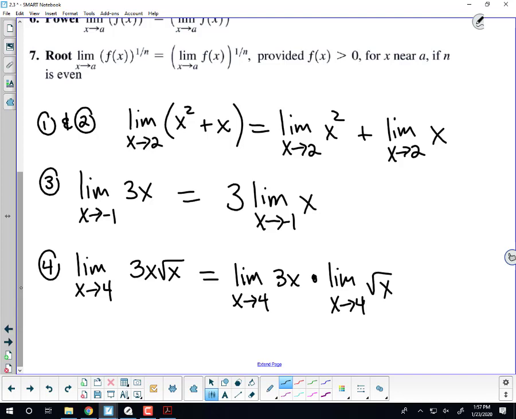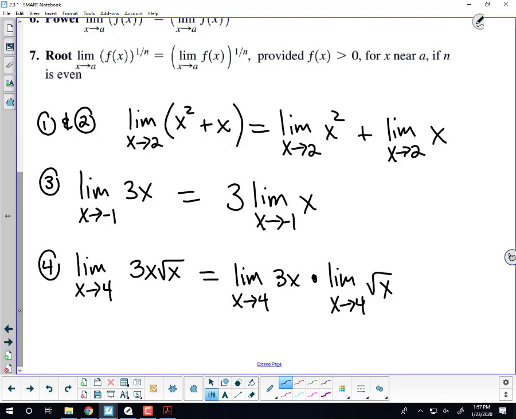The power one doesn't really seem like it does anything. Yeah, that is normal, and it's kind of similar to the constant multiple, right? The limit's operating on x, so we can compute the limit first and then raise it to that power. That's basically what it's saying.